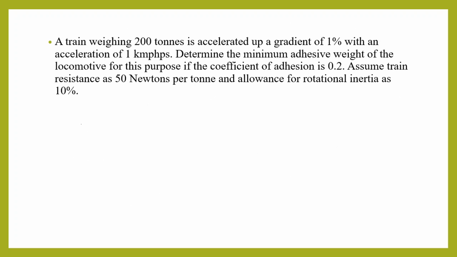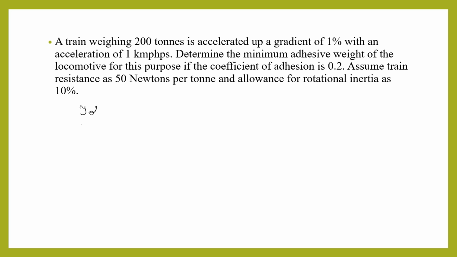Next problem. A train weighing 200 tons is accelerated up a gradient of 1% with an acceleration of 1 km per hour per second. Determine the minimum adhesive weight of the locomotive for this purpose, if the coefficient of adhesion is 0.2. Assume train resistance as 50 newtons per ton and allowance for rotational inertia as 10%.